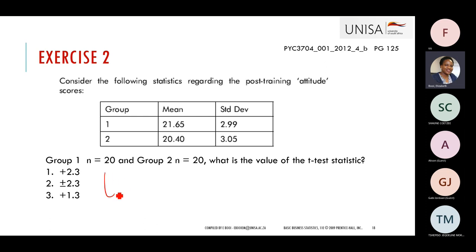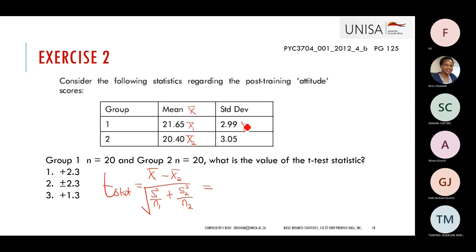So what they're expecting you to do is to calculate your t-test statistic by using the formula: the mean of one minus the mean of two, divided by the square root of the variance, which is the sample standard deviation squared of one, divided by the sample size of one, plus the sample standard deviation of two squared, divided by the sample size of two. Now we know that this is the mean of one, and this is the mean of two, and this is your standard deviation. So standard deviation of one, standard deviation of two, we just substitute into the formula.